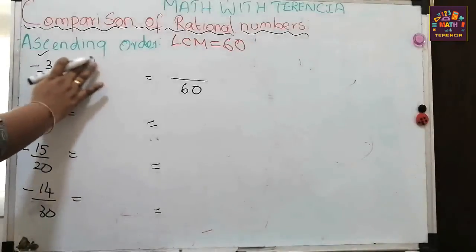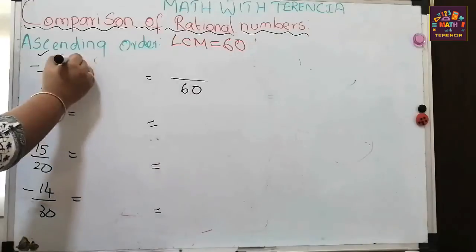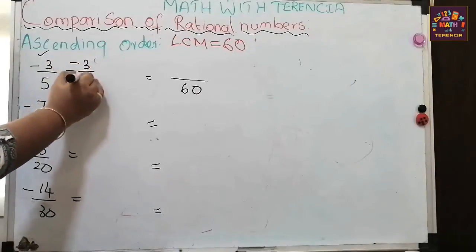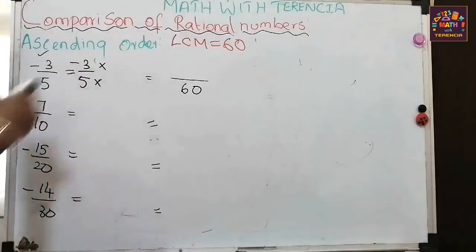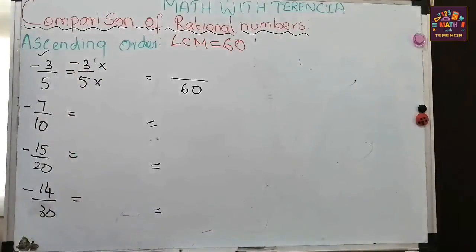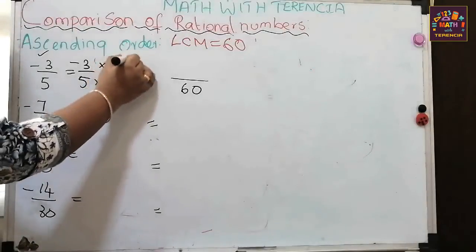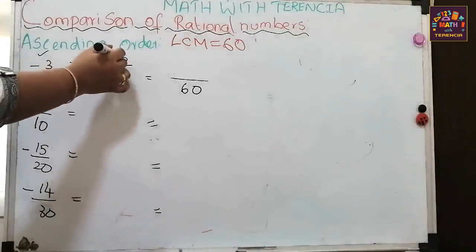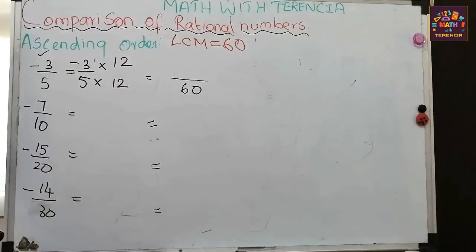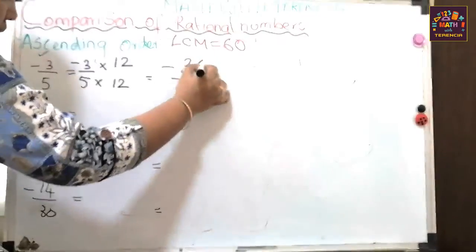So let me take the first fraction, minus 3 by 5. I need to change this 5 to 60. Okay, if you write like this, it will be easy for you. I need to multiply. So 5 times what gives me 60? 5 times 12 gives me 60. So I need to multiply both the numerator and the denominator by 12. So minus 3 times 12 is minus 36.